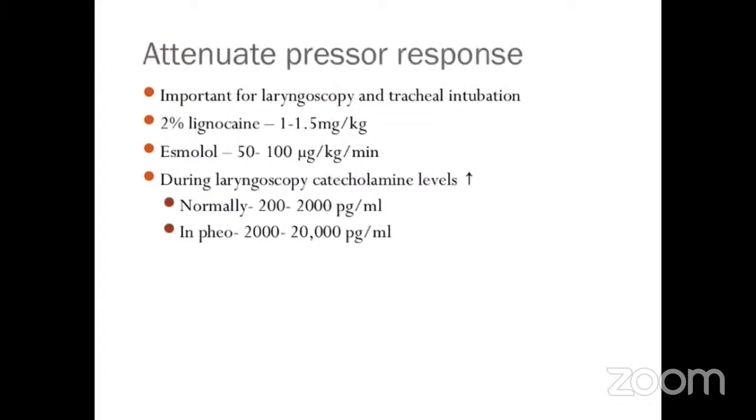During intubation, in order to decrease the pressor response, we can inject 2% lignocaine 1 to 1.5 mg per kg or give esmolol 50 to 100 micrograms per kg per minute. During laparoscopy, catecholamine levels are usually increased. In normal people, they increase to 200 to 2000 picograms, whereas in pheochromocytoma there is a tenfold greater increase, like 2000 to 20,000 picograms.